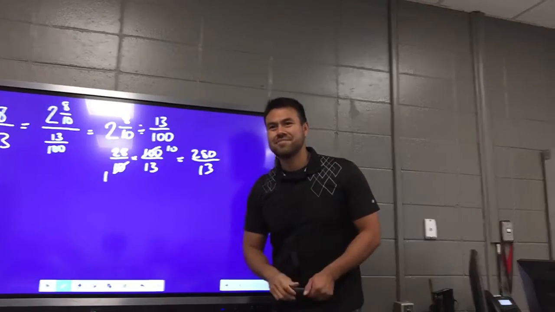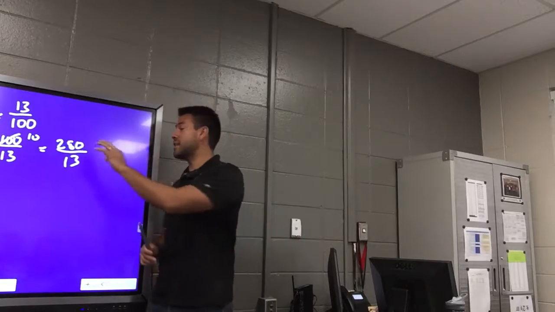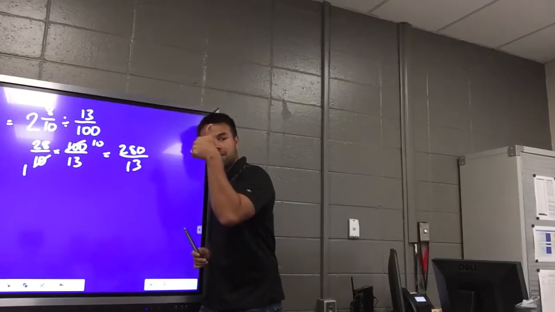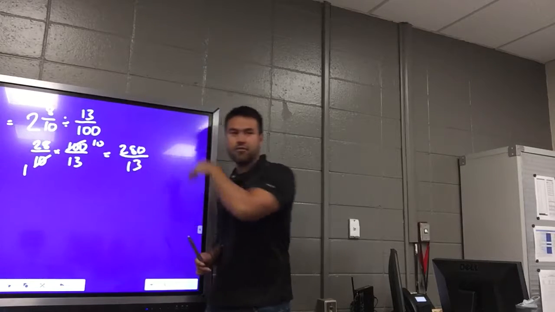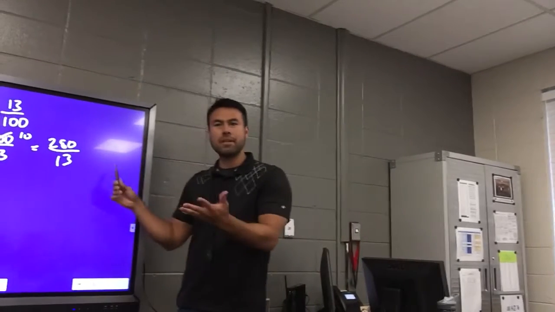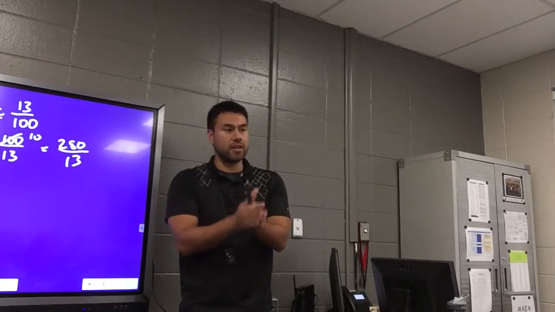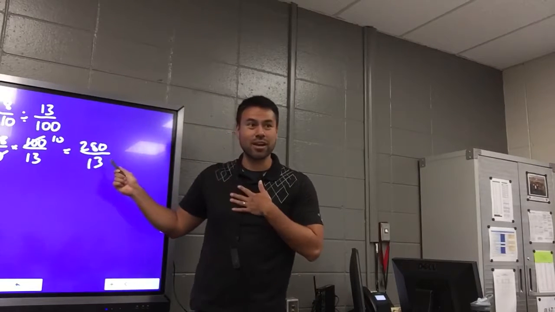Wait, but 13 goes into 280 evenly? It doesn't matter. Because is this a fraction? Is that an integer? It's a fraction of integers. So it wouldn't go evenly. You would have a mixed number, but can it be written as a fraction of integers? Yes. You want a shortcut to get here?